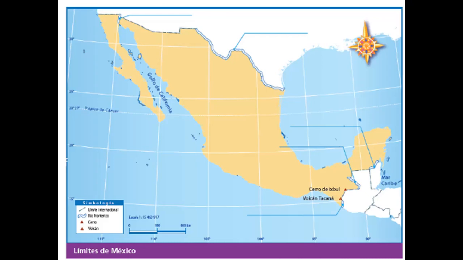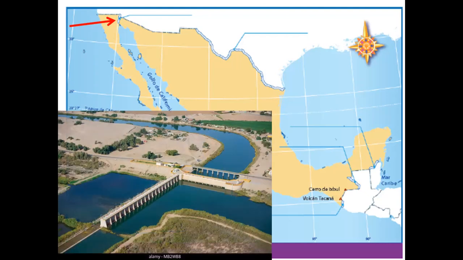Okay, Mexico has several natural borders that are also natural resources for its population. The first one is the Rio Colorado, which is in the north and crosses through Arizona and enters our territory in Baja California to end up in the Gulf of California.